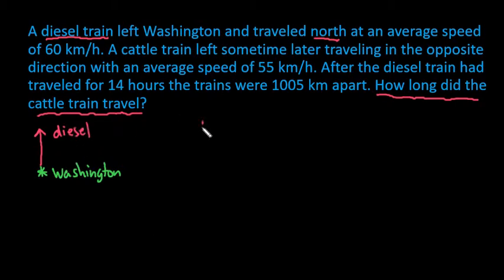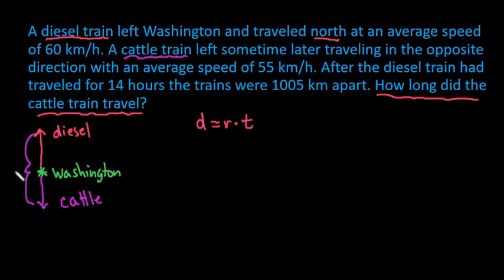Remember that distance is always equal to the rate times the time. So the rate that the diesel train is traveling at times the time that the train is traveling is going to give us the total distance that the diesel traveled. A little while later, a cattle train left, and he's traveling south. So this is our cattle train going in the opposite direction. The cattle train's distance is also going to be the rate of the cattle train times the time of the cattle train.